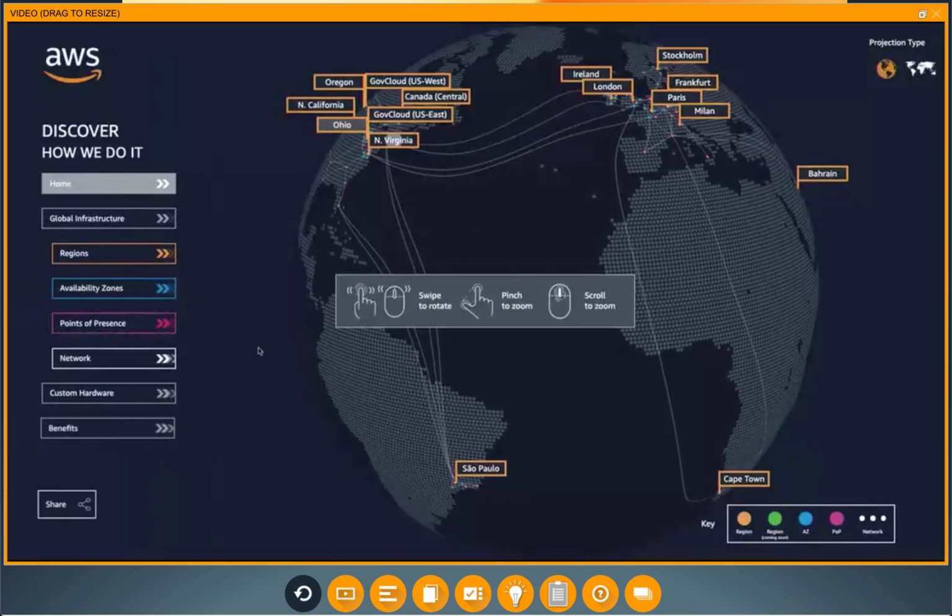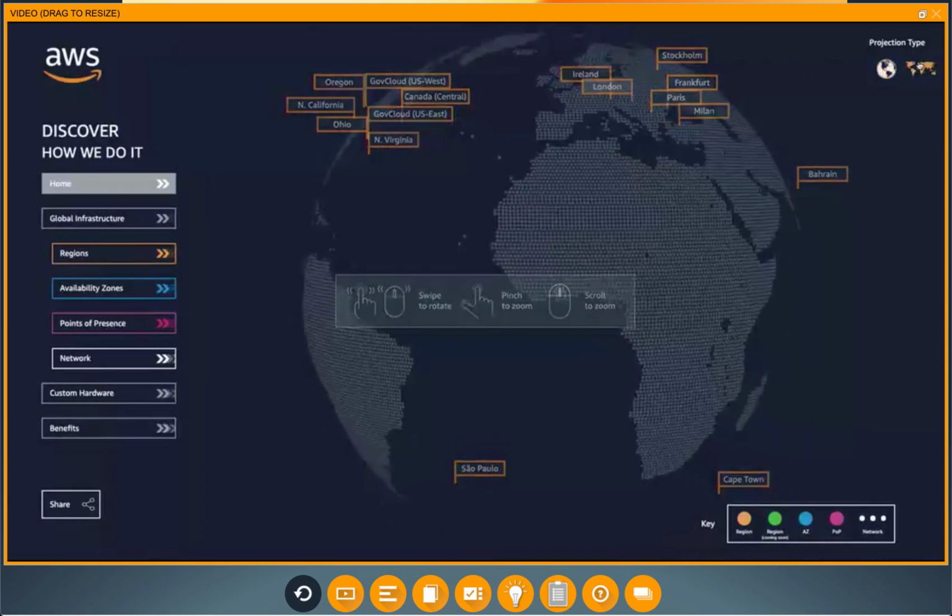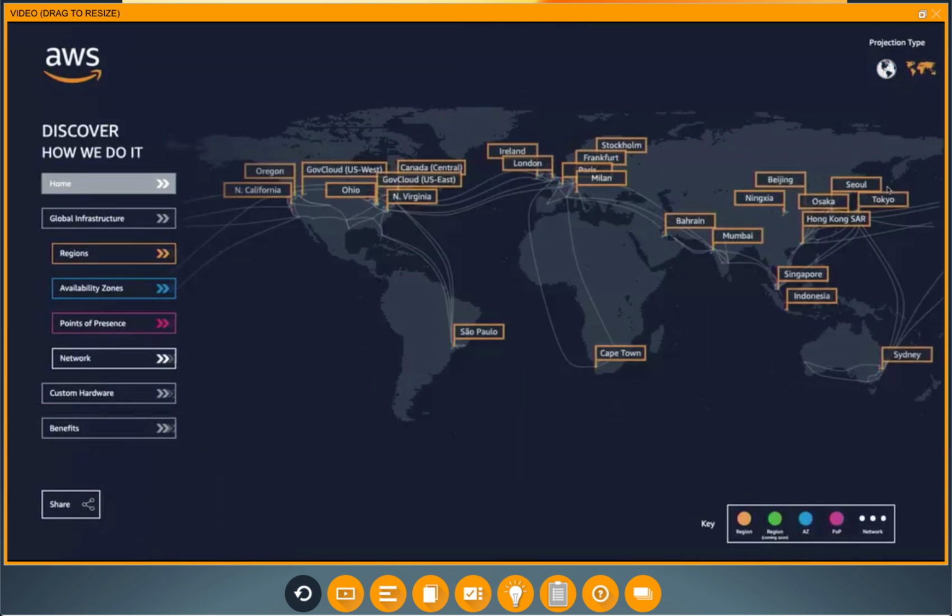Here, you can see AWS's data centers organized around the globe into our regions, which are in orange, availability zones, which I'll show in a little bit, in blue, and edge locations or points of presence in pink. It's important to know these concepts because they're vital to building highly available and fault-tolerant systems on AWS. Let's take a closer look at one of the regions.